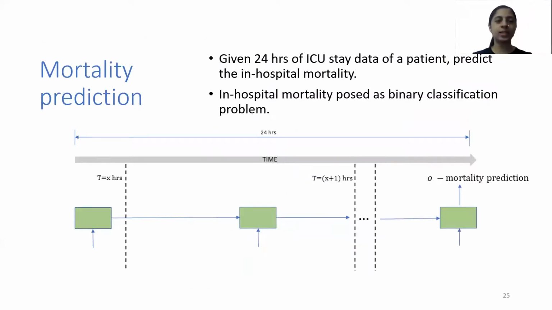Let us go back to our problem of mortality prediction. So we are interested in using 24 hours of patient data and trying to predict the in-hospital mortality of the patient. So we consider an RNN. We have 24 time steps, one step for every hour. And at the end of 24 hours, we do a binary classification, that is the mortality prediction of 0 and 1 of whether the patient survives or not.